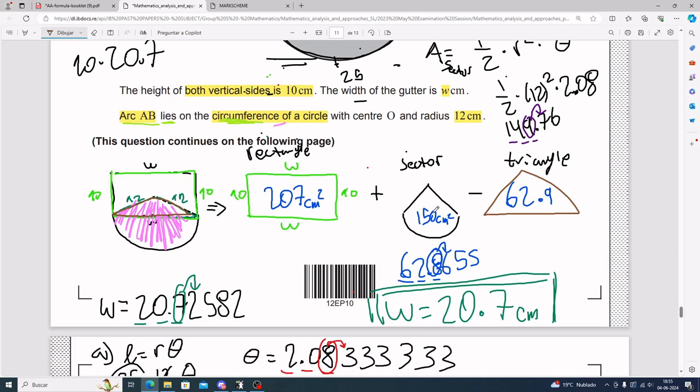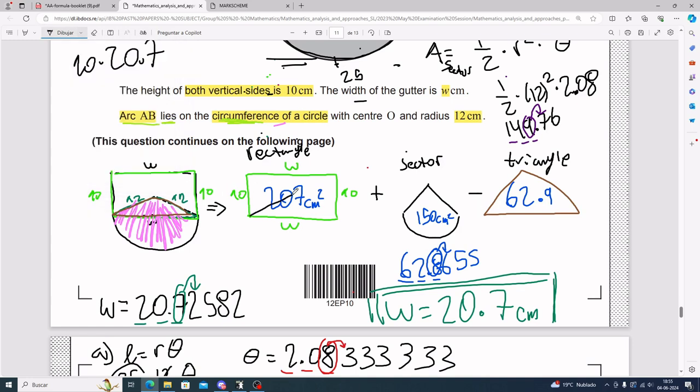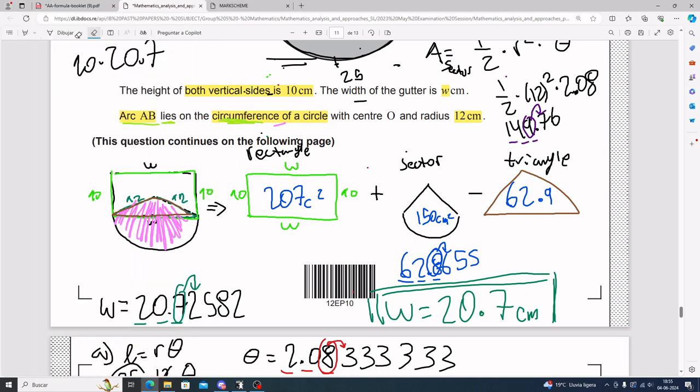And so from here, we just follow the process that we initially mentioned. We will be adding the rectangle and the sector and subtracting the triangle once because we don't want to count the triangle twice, right? If you add the rectangle and add the sector, you're adding this portion twice, see? So you want to get rid of it at least once or else you're counting two triangles. That's not what you want to do. And so from here, let's go ahead and do the 207 plus the 150 minus the 62.9. That gives you 294.1.